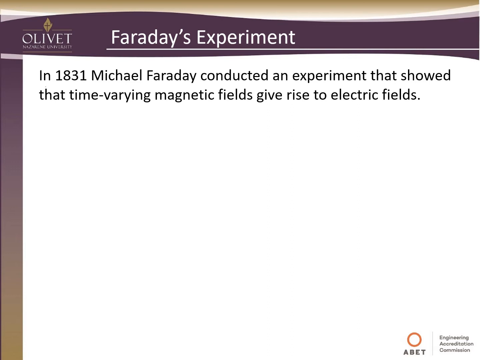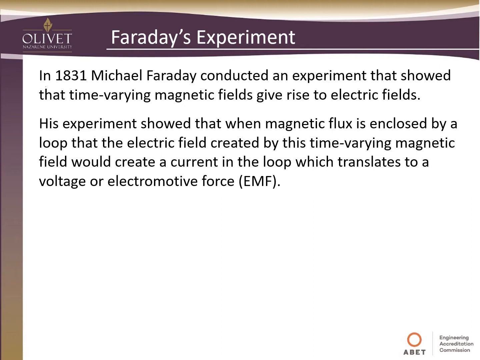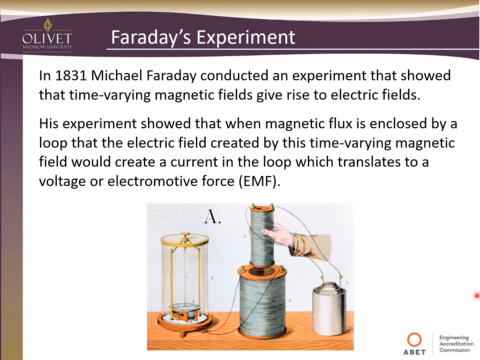It all starts with Faraday's experiment. In 1831, Michael Faraday conducted an experiment that showed that time-varying magnetic fields will give rise to an electric field. His experiment showed that when magnetic flux, which we've already been introduced to, is enclosed by a loop, the electric field created by this time-varying magnetic field would create a current in the loop, which translates to a voltage or an electromotive force. So again, if you have a loop of wire and you run a magnet through it, that's going to produce a voltage and quite possibly a current as well.